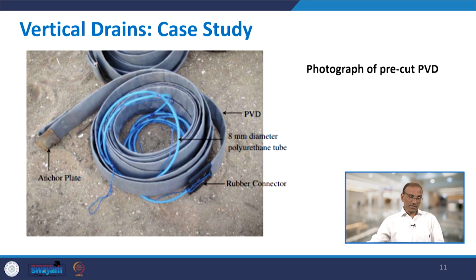A typical example of prefabricated vertical drains, that is PVDs, is given here. This is your PVD, which looks like a belt, and at one end you have an anchor plate, and at the other end you have a rubber connector. Through this rubber connector you connect an 8 mm diameter polythene tube.